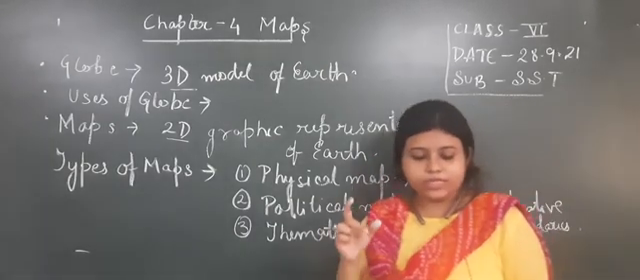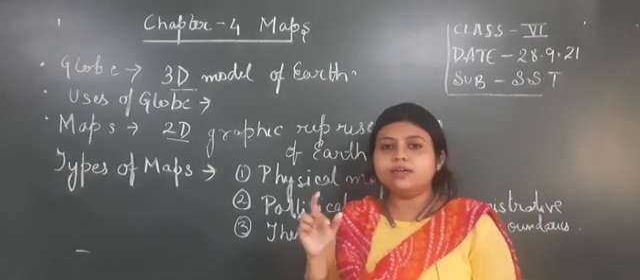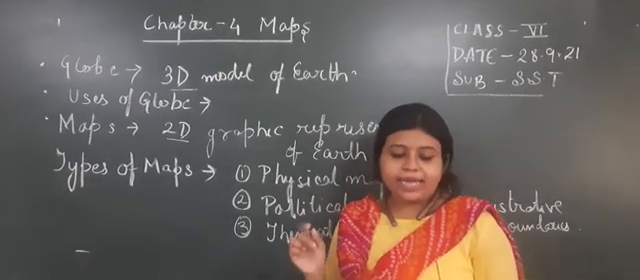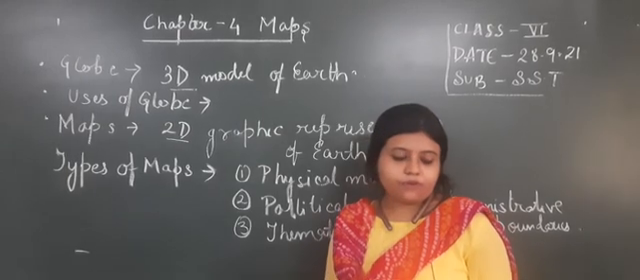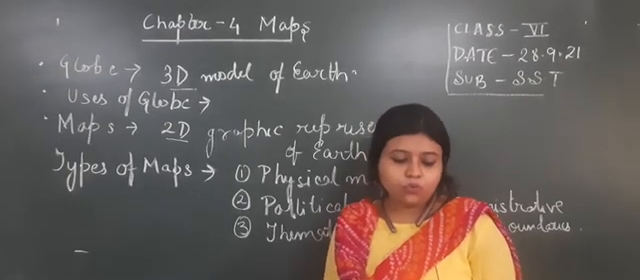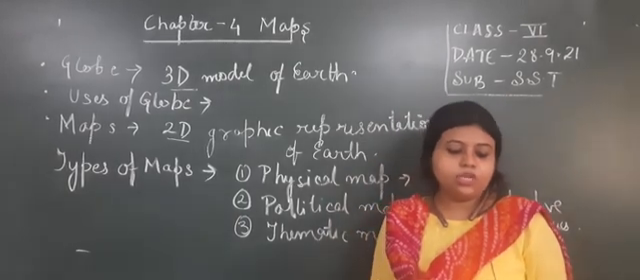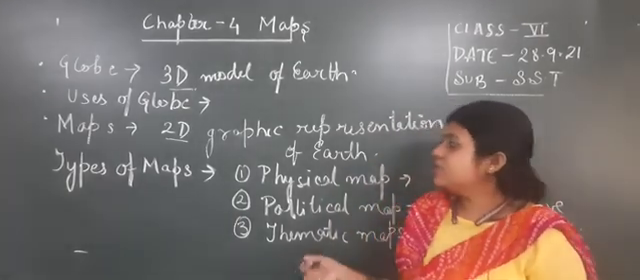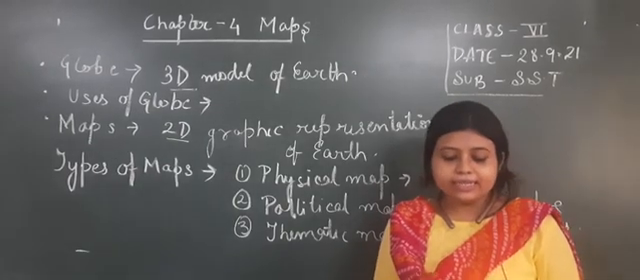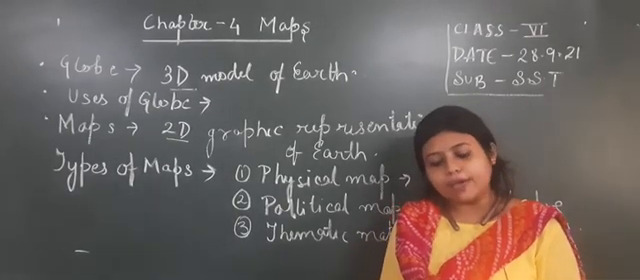Now, the book of maps is known as what? Atlas. The word atlas is derived from the name of the Greek mythological giant who was asked to lift the heavens on his back. So these are basically the types of maps. And atlas is basically the book of maps.